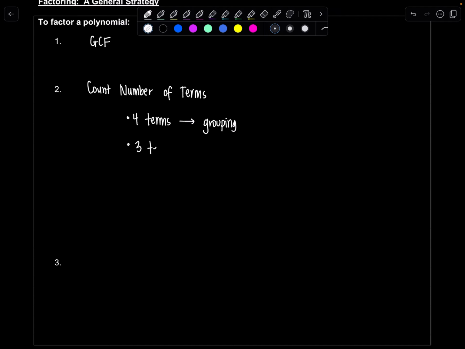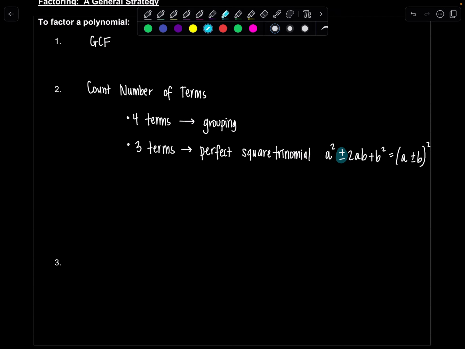Okay, if there's 3 terms and you're factoring, then be on the lookout if it's a perfect square trinomial. How would you know that it's a perfect square trinomial? It would have the form a squared, the middle term would either be plus or minus 2ab, and then the last term is plus b squared. And then from there, it would factor into a, either plus or minus b quantity squared. And these signs always match. So if it's a positive 2ab, you'll have a positive b here. If it's negative, negative.